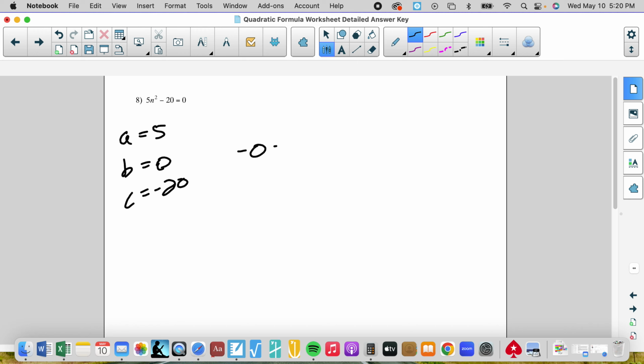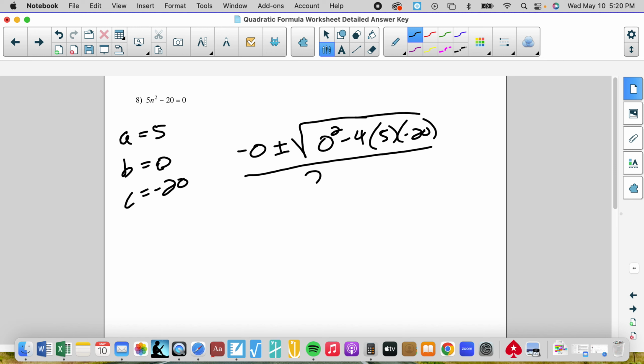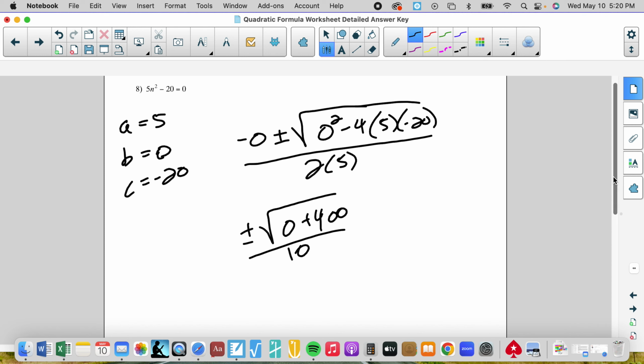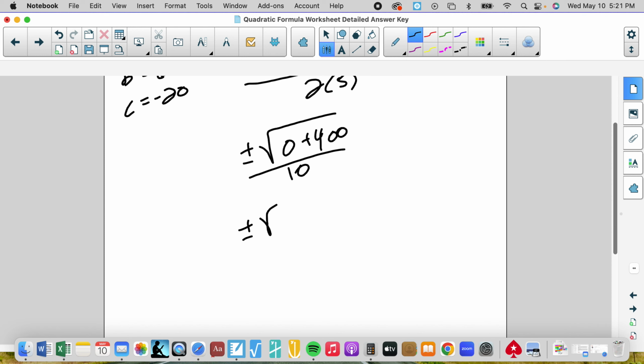Opposite of B, plus or minus square root of B squared minus 4 times A times C, all over 2 times A. That negative 0 goes away. You're just left with plus or minus square root of 0 minus 5 times negative 20, which is negative 100. So positive 400 all over 10. So we get plus or minus square root of 400 over 10.